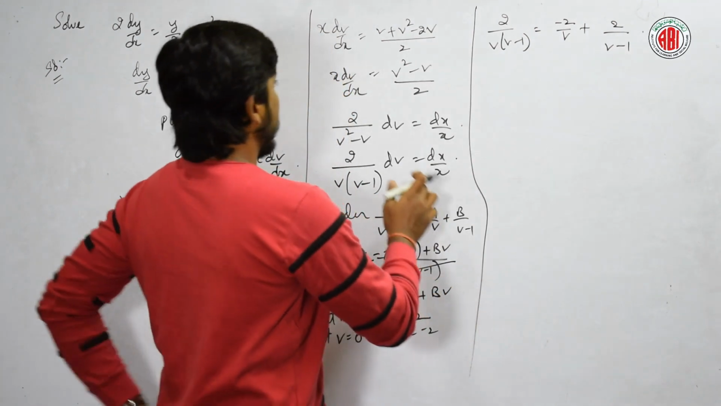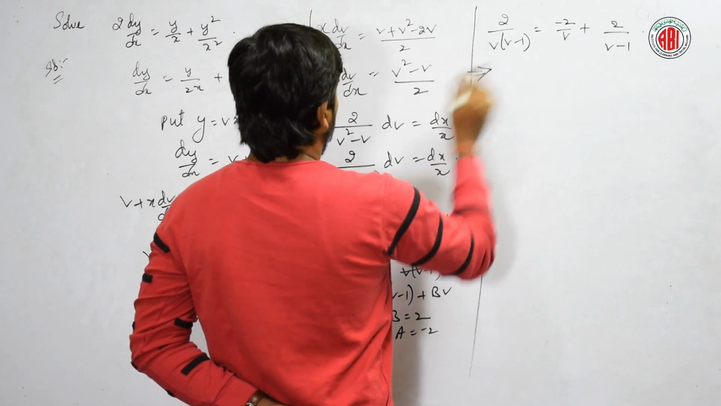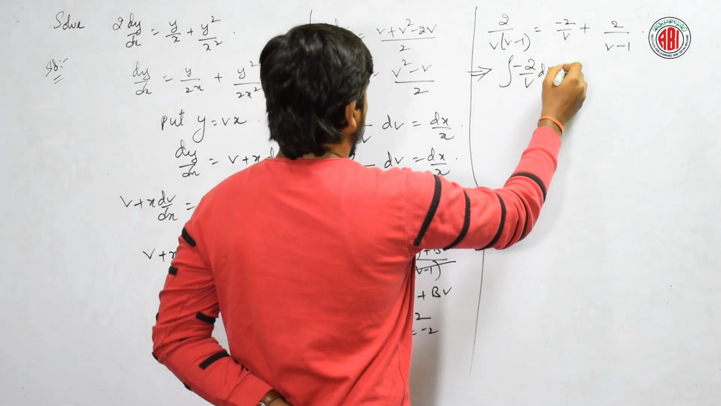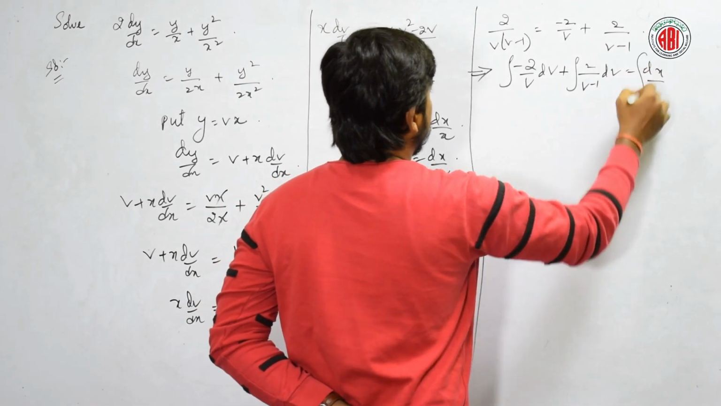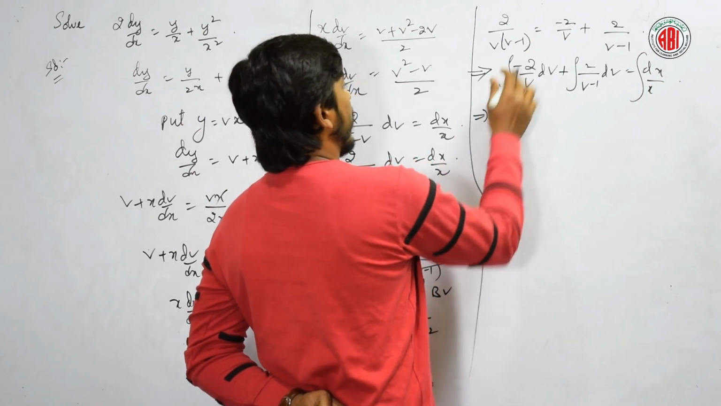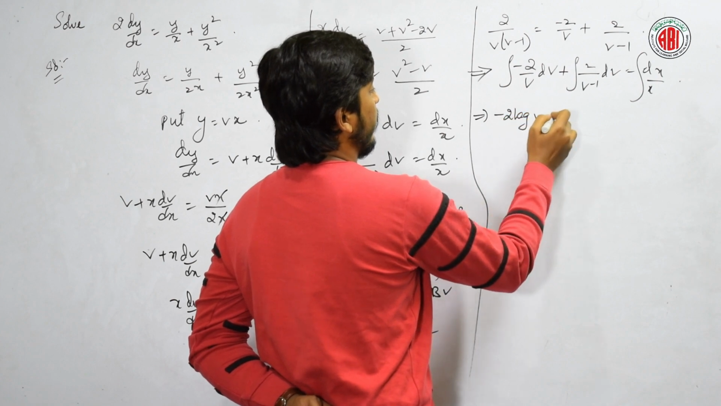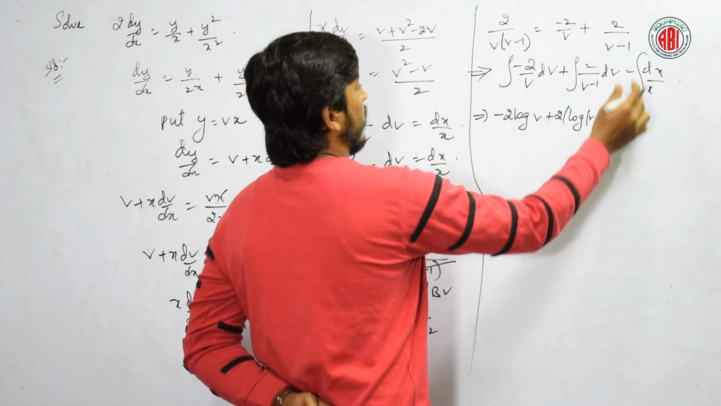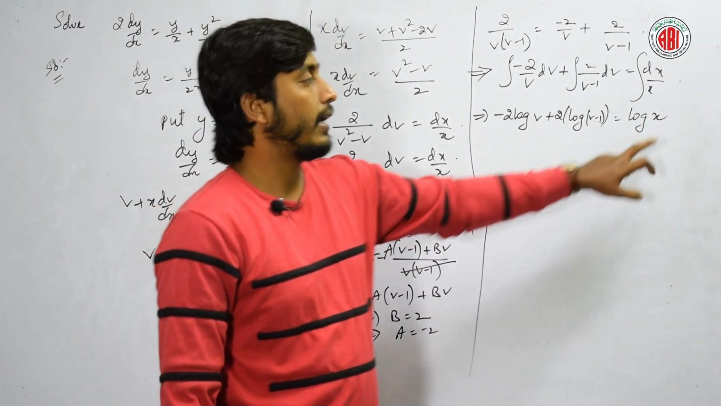So let us directly substitute here and integrate. So what do we get finally? Here integral minus 2 by v dv plus integral 2 by v minus 1 dv is equal to integral dx by x. Now tell me, what is the integral of 1 by v? The integral of 1 by v is log v. Here also the integration of 1 by v minus 1 is log of v minus 1. Here the integration of 1 by x is log x. Is it okay? Till here is it fine?